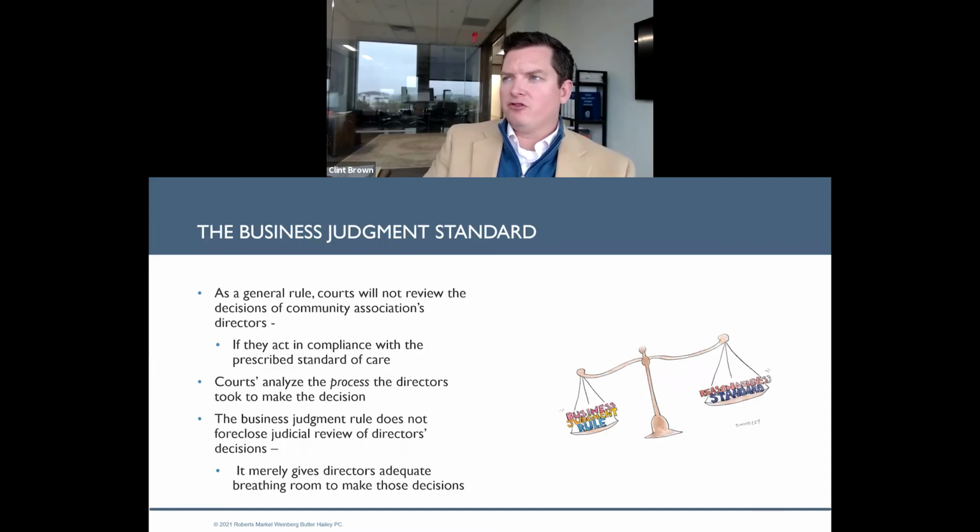Let's start with the business judgment rule or the business judgment standard. This is the more favorable of the two standards. As a general rule, courts will not review the decisions of community association directors if they act in compliance with the prescribed standard of care, and they analyze the process the directors took to make the decision. They do not look at the results. They're not doing the Monday morning quarterback or the hindsight is 20/20.